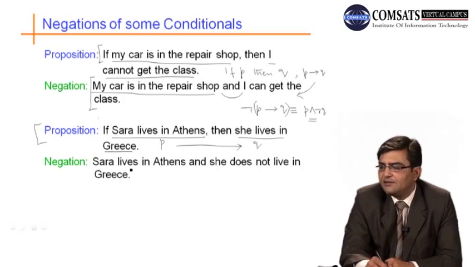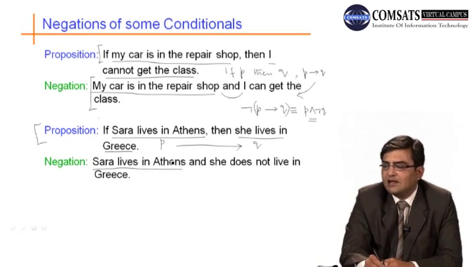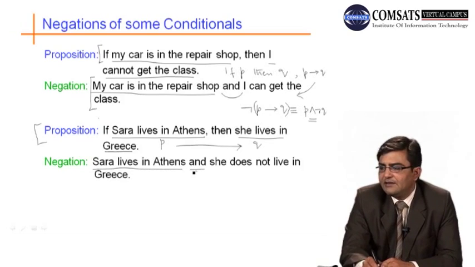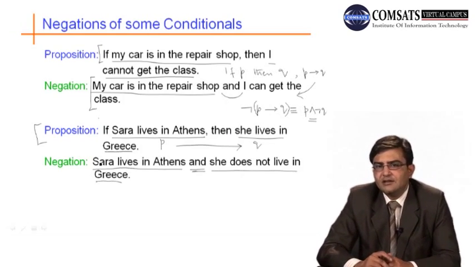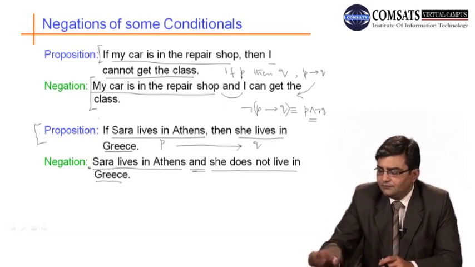So what will be the negation? P will come same as Sarah lives in Athens, and there is an AND operator here, as we have seen that in the negation of P implies Q we have P and not Q. So the negation of Q is actually she doesn't live in Greece. So this is the negation of the conditional statement.